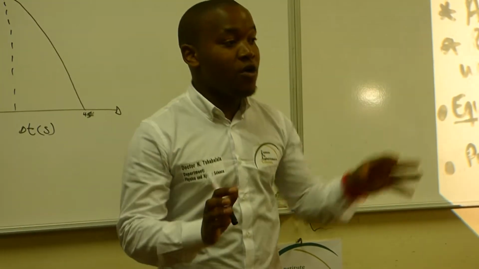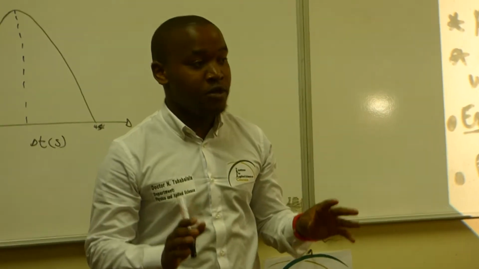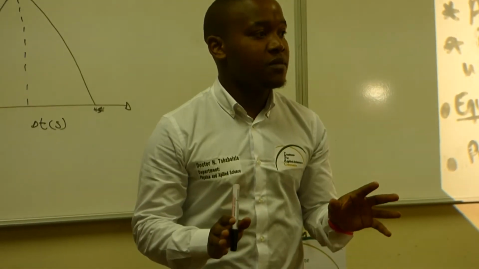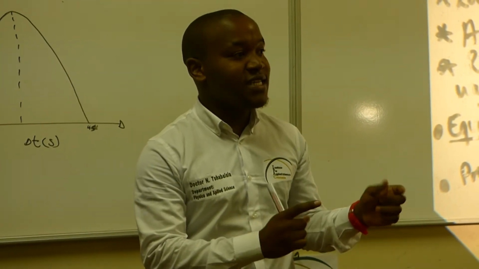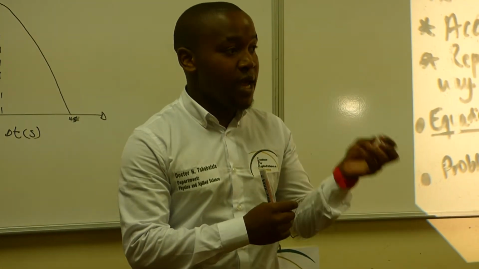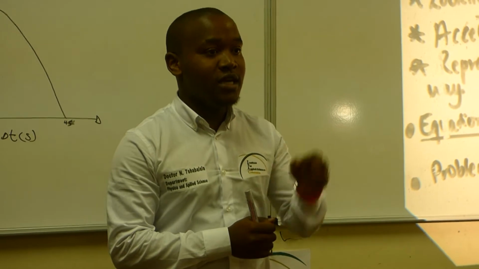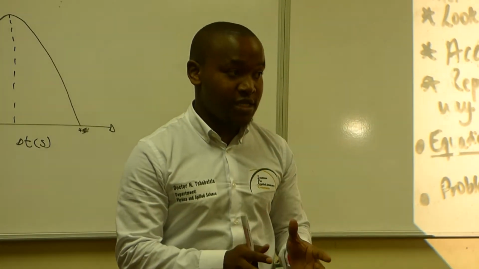Right, the third point that we're going to make, and it's very important: gravitational acceleration is always constant. And remember earlier we stated its magnitude. What is its magnitude? 9.8 meters per second squared. And then it's always acting downwards. Do you guys understand? Yes.